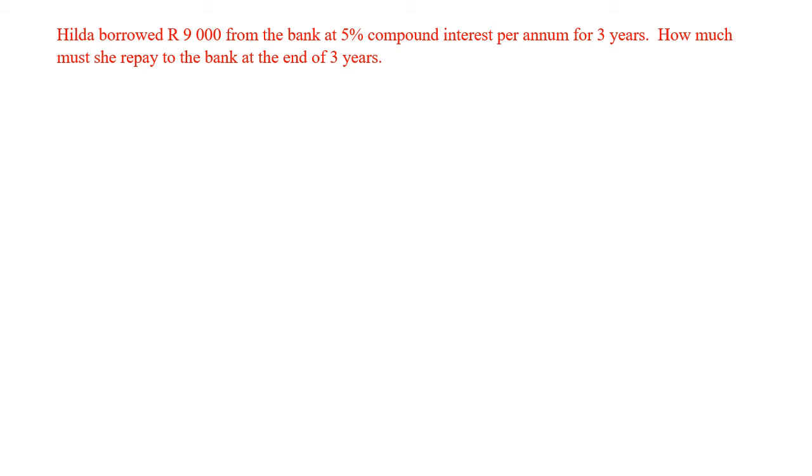Hilda borrowed 9,000 Rand from the bank at 5% compound interest per annum for a period of 3 years. In this example, you will distinctly see the words compound interest, which means you have to use the compound interest formula. In your formula sheet, please take note of which is the simple interest formula and which is the compound interest formula. How much must she repay to the bank at the end of 3 years? It's a simple problem. Let's look at what we know.